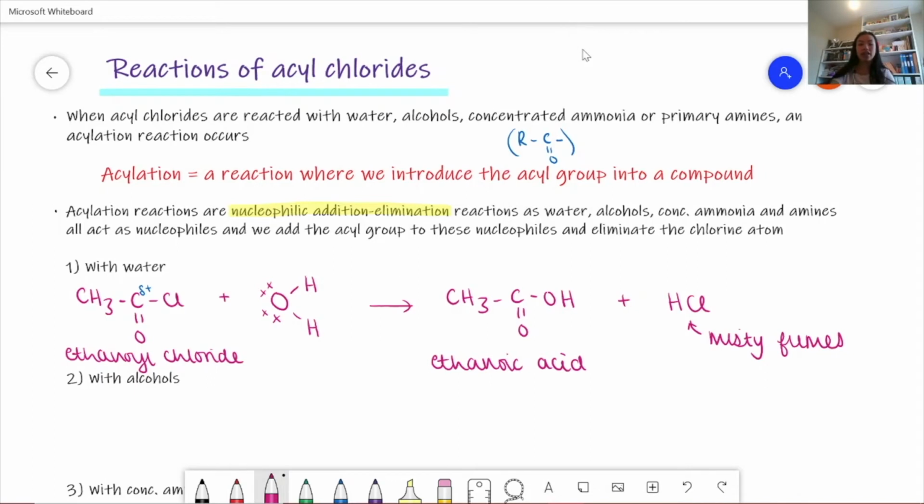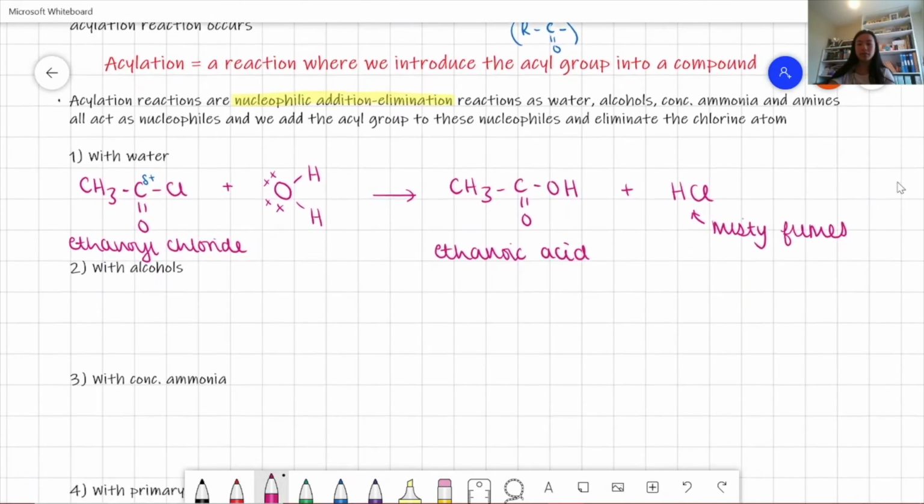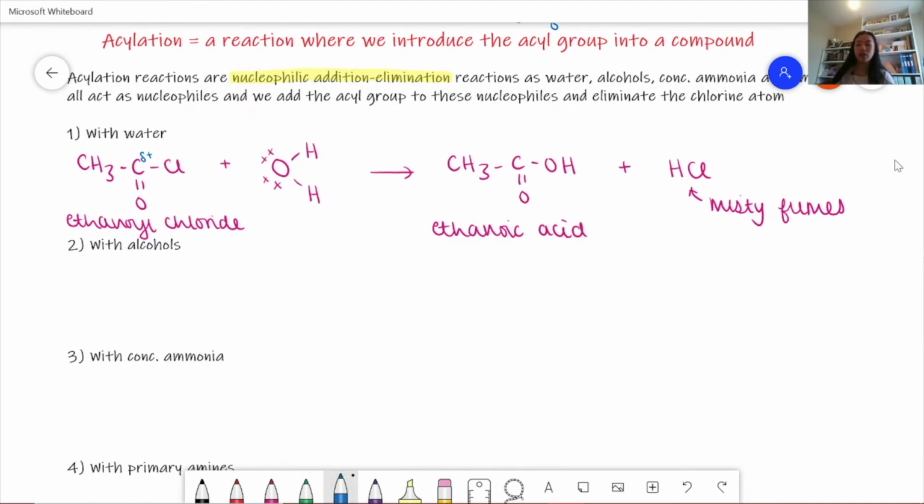And now we're going to look at the reaction with alcohols. So again, I'm going to use ethanoyl chloride as the example. So we have CH3, C double bond O, and then Cl. And this time we're adding an alcohol. So I'm going to draw another oxygen, and this time I'm going to have a hydrogen, and now I'm going to have an R group, which is just an alkyl group. And again, we have the 2 lone pairs of electrons on the oxygen, and so it can act as a nucleophile. And then what we form is CH3, C double bond O, and then OR.